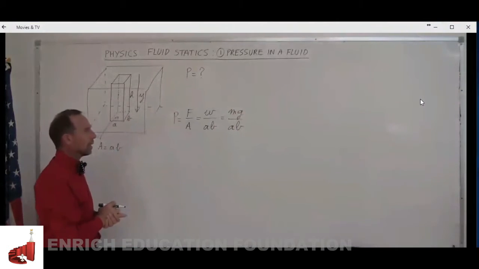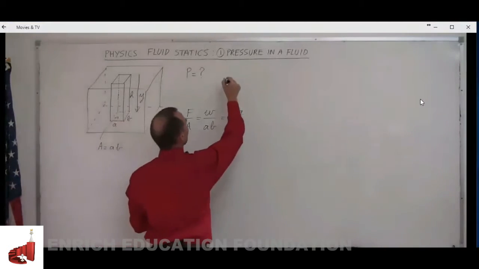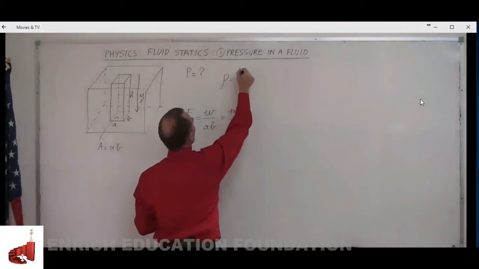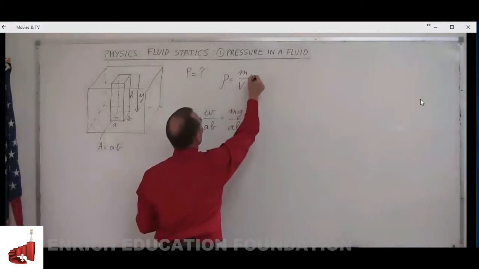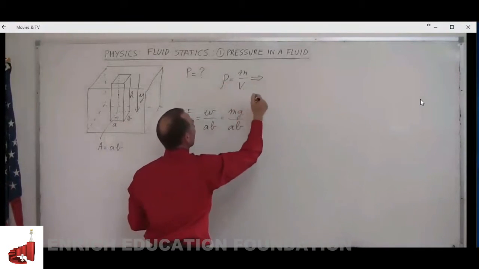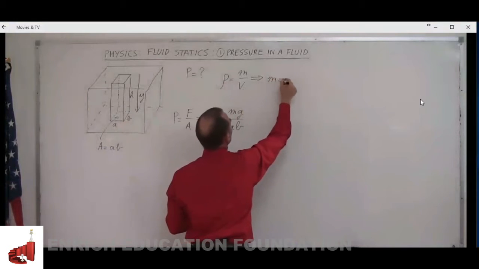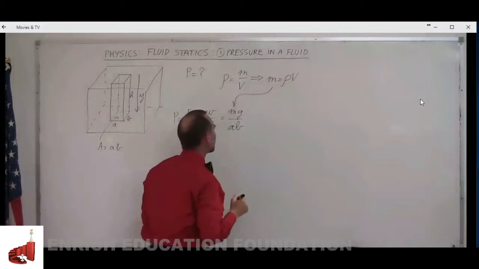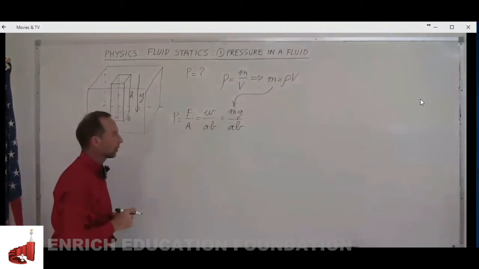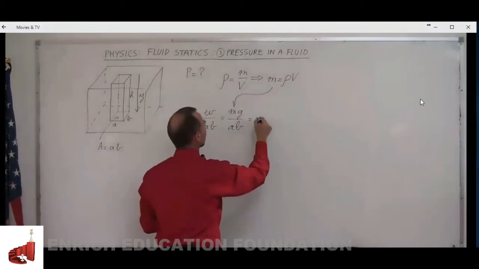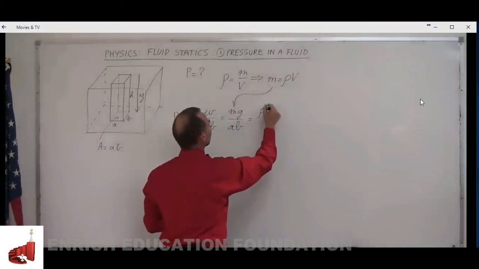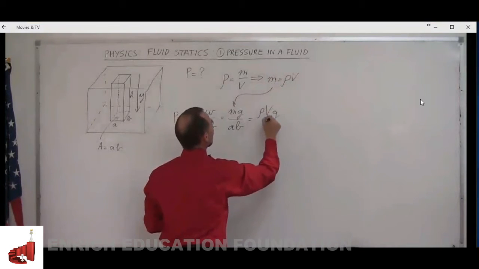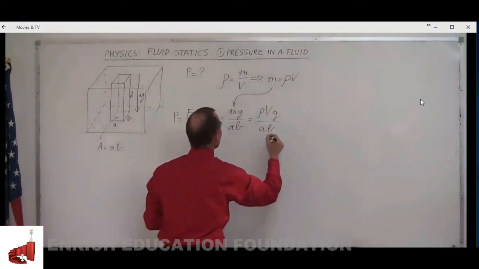All right, now, in fluids, we have a relationship between the mass and the density. And that relationship is that the density of any fluid is equal to the mass divided by the volume, which means that we can solve this equation for mass and write that the mass is equal to the density times the volume, and substitute that in here for our equation for the pressure. So that means that now the pressure can be written as the density of the fluid times the volume times g divided by A times B.